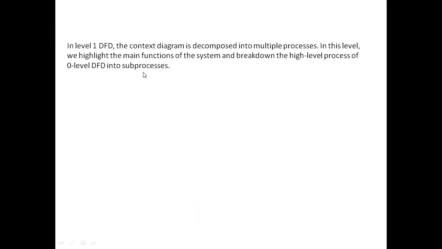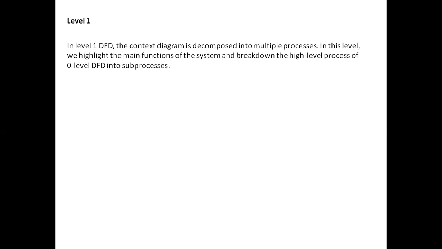Next one is level 1 DFD. The level 1 data flow diagram is the context diagram. In the level 1 data flow diagram, the context diagram is decomposed into multiple processes. Level 1 diagram is having an overview of the full system. It gives the full system.